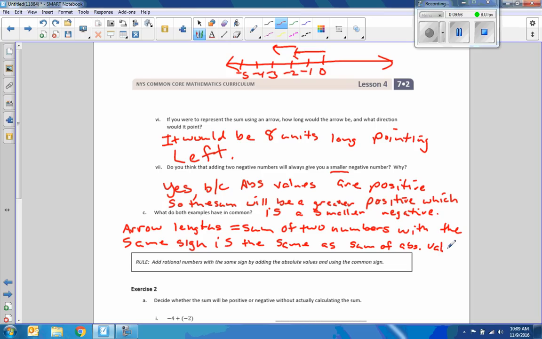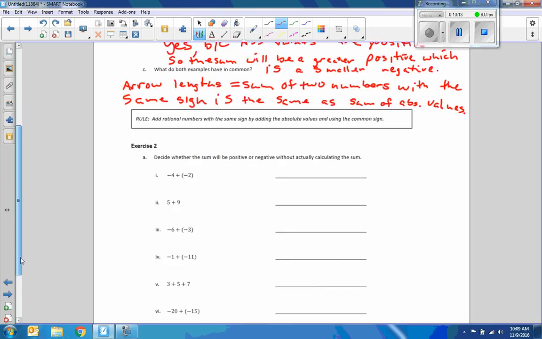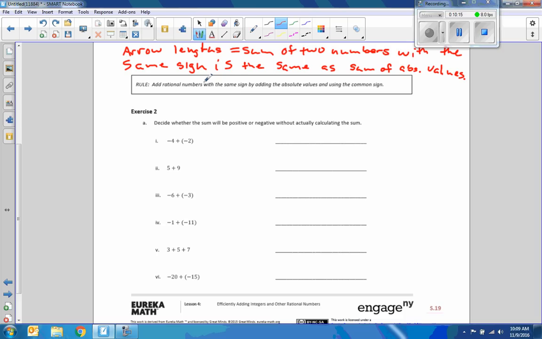Okay, the arrow lengths equal the sum of the two numbers with the same sign. It's the same as the sum of the absolute values. So then we just take the sign telling us the direction. So we have this rule here. Add rational numbers with the same sign by adding absolute values and using the common sign. So decide whether the sum will be positive or negative without actually calculating the sum.